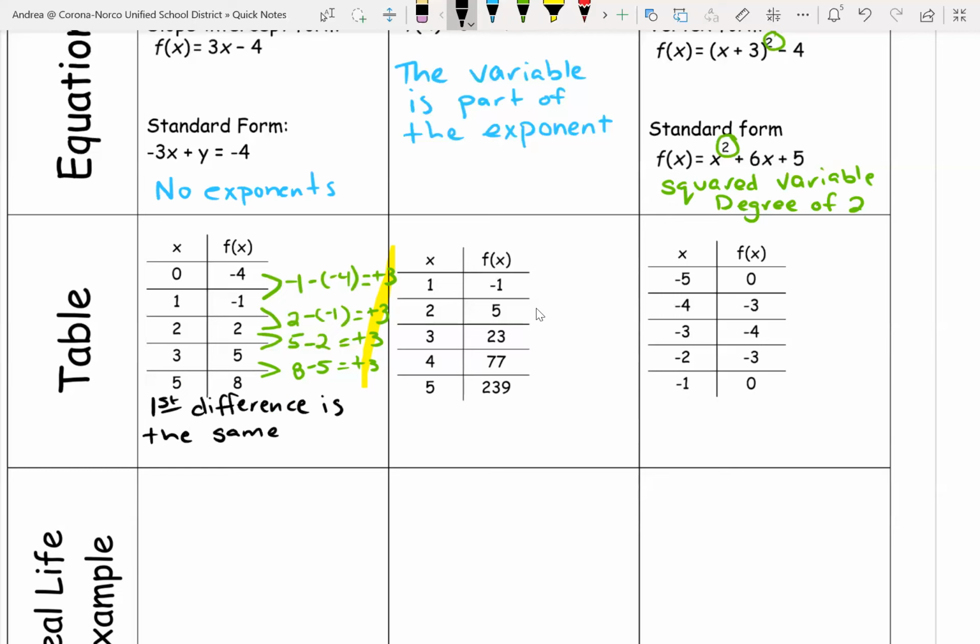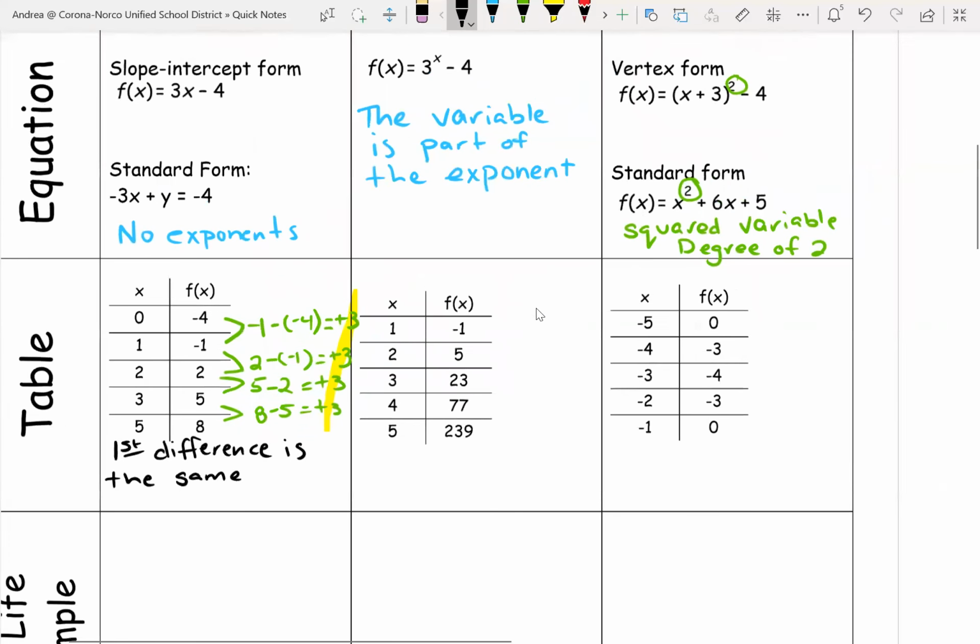Okay, the next one. Before I start, I had a typo. Yours says 79, I believe. Please change this one to 77. Okay, this is an exponential function. If you look at the numbers, you can see that they grow very quickly, right? Between -1 and 5, 5 goes to 23, and then 23 goes to 77, and then now we're up to 239. That's a large gap between them. So that is one way, just looking at it. You can find the first difference as well.